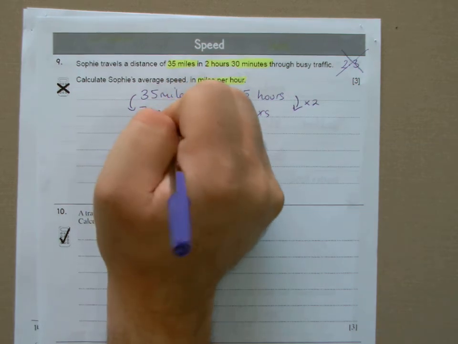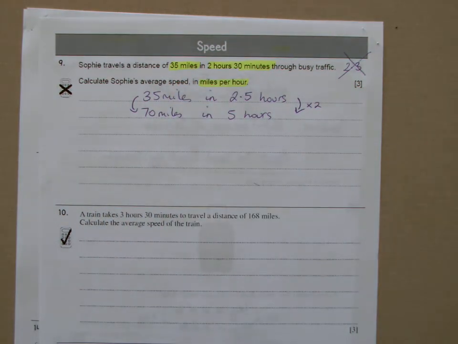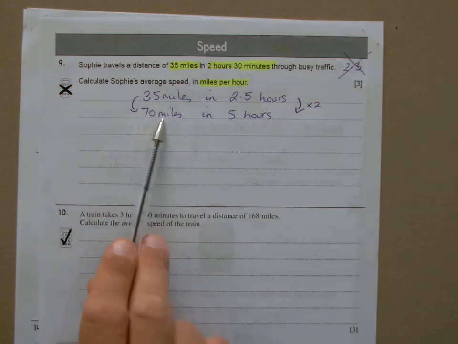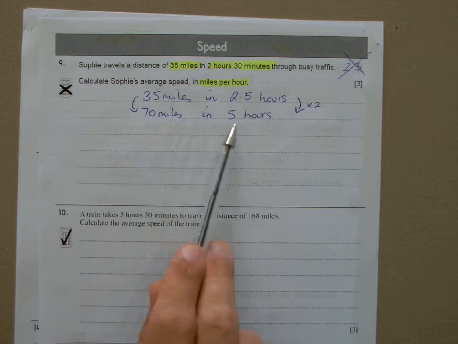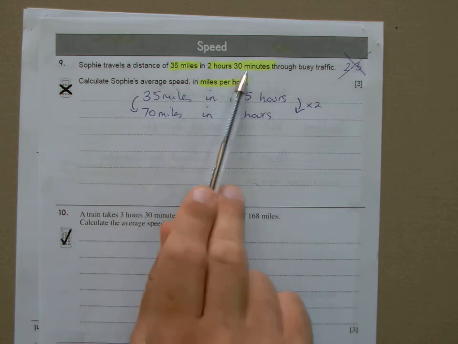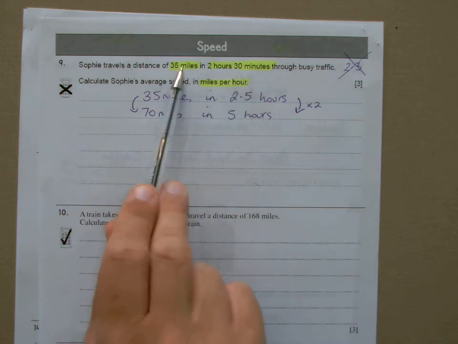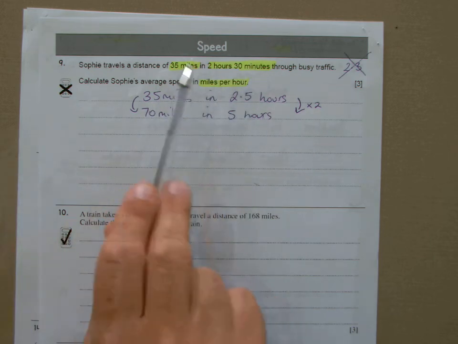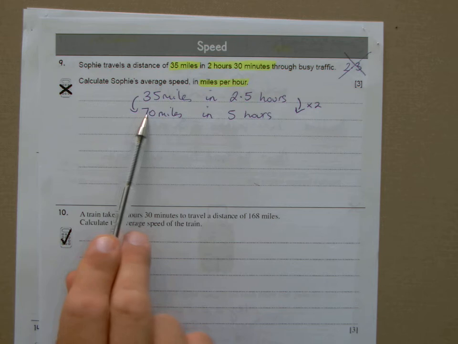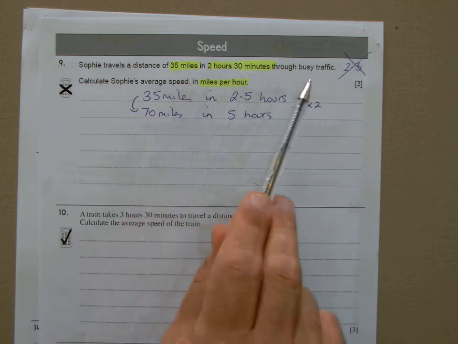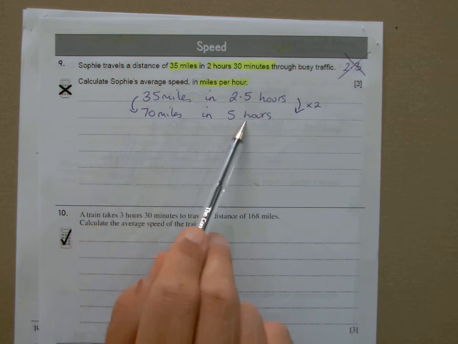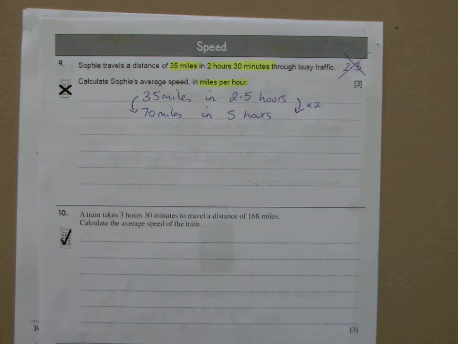So nothing wrong with what I've done. It doesn't mean that she's actually gone 70 miles, and it doesn't mean that she's been traveling for 5 hours. It says here what she's been traveling for, 2 hours and 30 minutes, and she's traveled 35 miles. But if you kept on going at that average speed, in 5 hours, that's the distance she'd go. If she kept on going through busy traffic, she'd just double the distance in double the time. Now that's 70 miles in 5 hours.